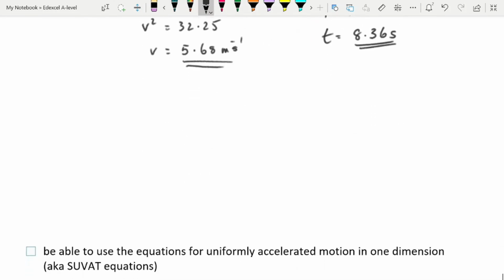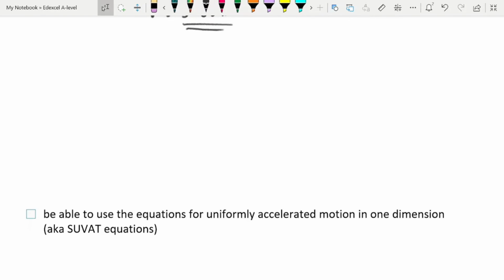So if we look back at our specification point, the whole point of this was to be able to use the equations for uniformly accelerated motion in one dimension, also known as SUVAT equations. I think we have shown that we can use them.